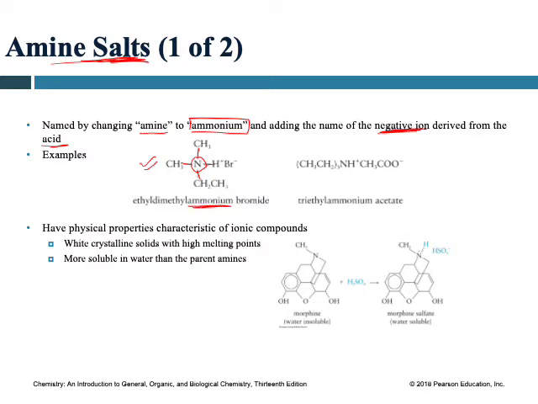And how many alkyl groups are attached to this nitrogen atom? We have a methyl group, we have an ethyl group, we have again a methyl group.